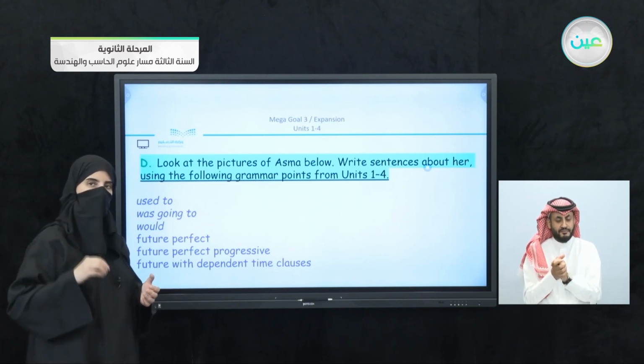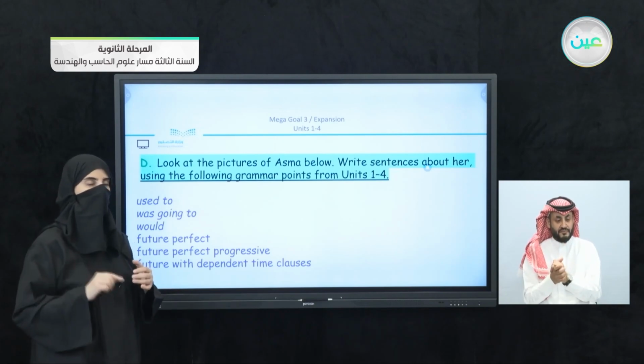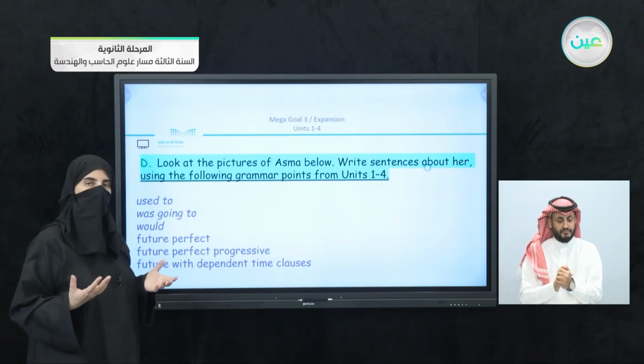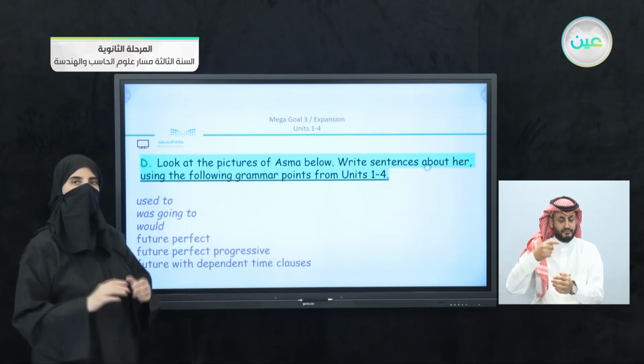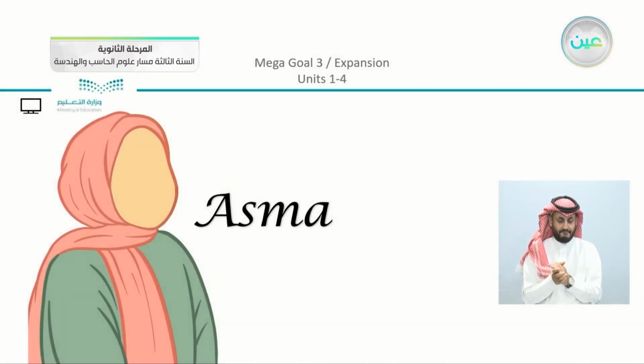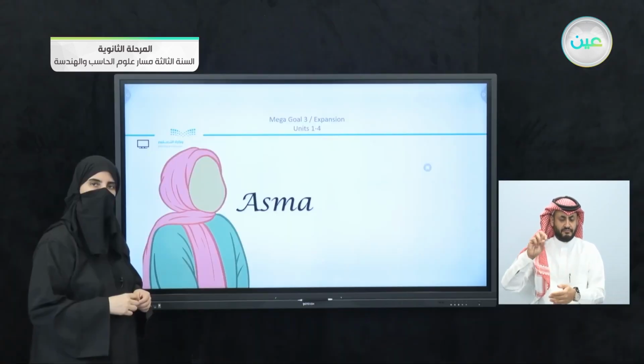Now, they noted in the book that you can use used to, was or were going to, but since we are talking about Asma here, we are going to use was going to, would, future perfect, or the future perfect progressive, and we have here future with dependent time clauses. So moving on, this is our character, which is Asma.